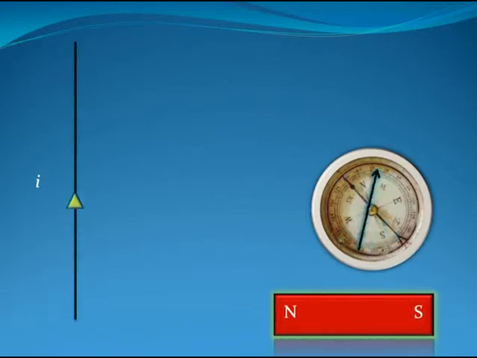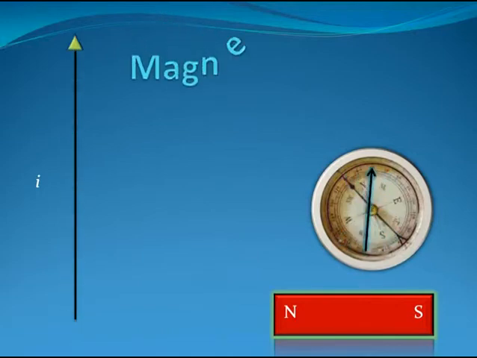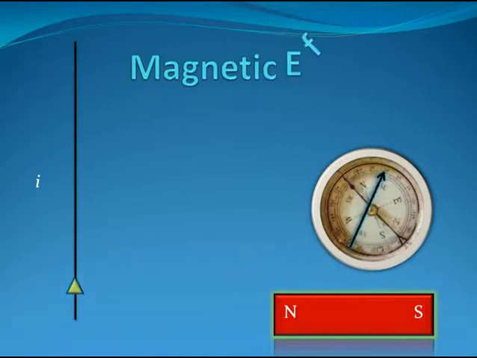a bar magnet on iron filings near it. So where does this magnetic force come from, near a current carrying wire? And what is its exact magnitude? We'll study all of this in this chapter related to the magnetic effects of current. Here we go.